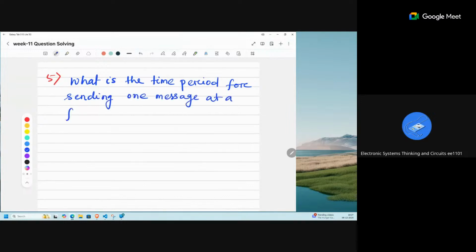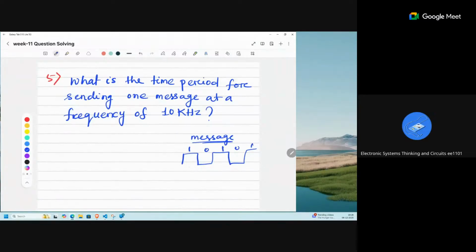Frequency of 10 kilohertz. How can we find it out? For example, I have some message, and this message signal I can represent with some bits like this: 10101. I'll come to how we are doing that later, right now I'm just telling. So this message I want to send from transmitter to receiver. This message signal has the frequency of 10 kilohertz.